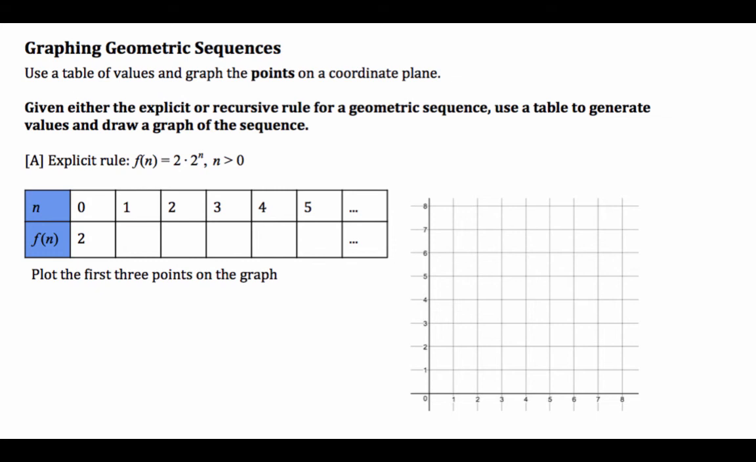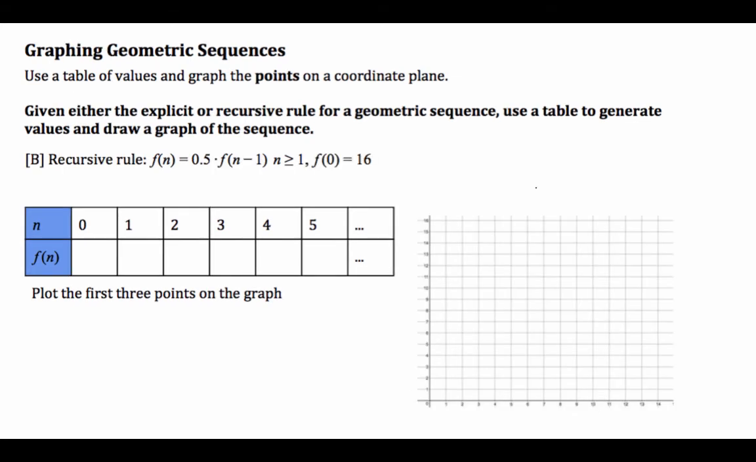Instead of doing the a this time, let's try b, shall we? All right, guys, given this definition, fill out the table. Okay, let's examine this. So f of n is the current term, and f of n minus 1 is the previous term. And to get the current term, we multiply the previous term by half. Got it. Okay, then what's my first term? In this case, 0th count. f of 0 is 16, so plug it in there.